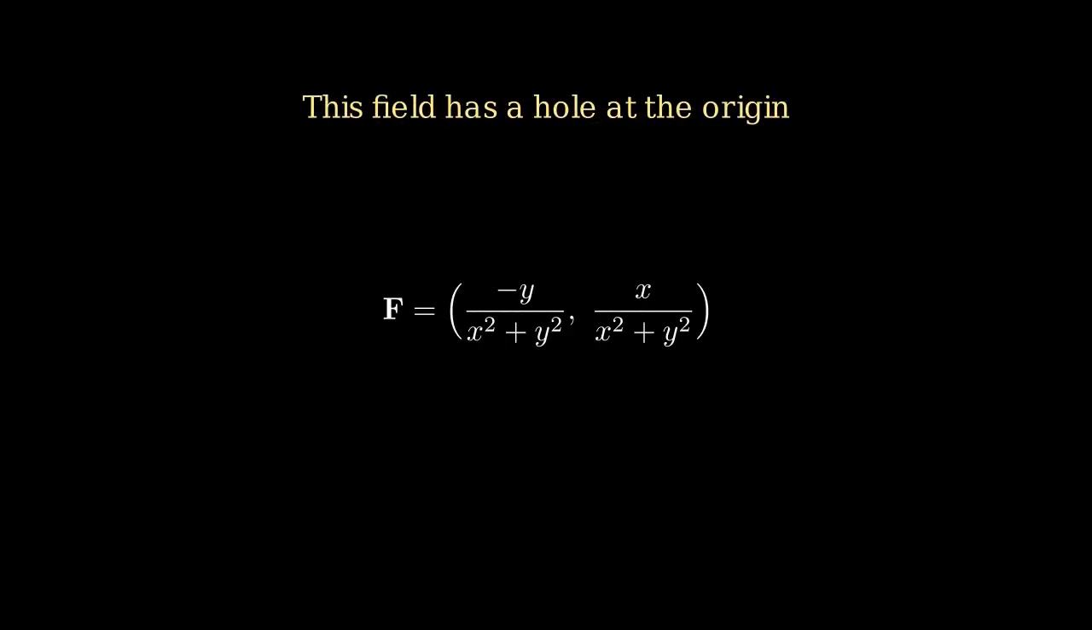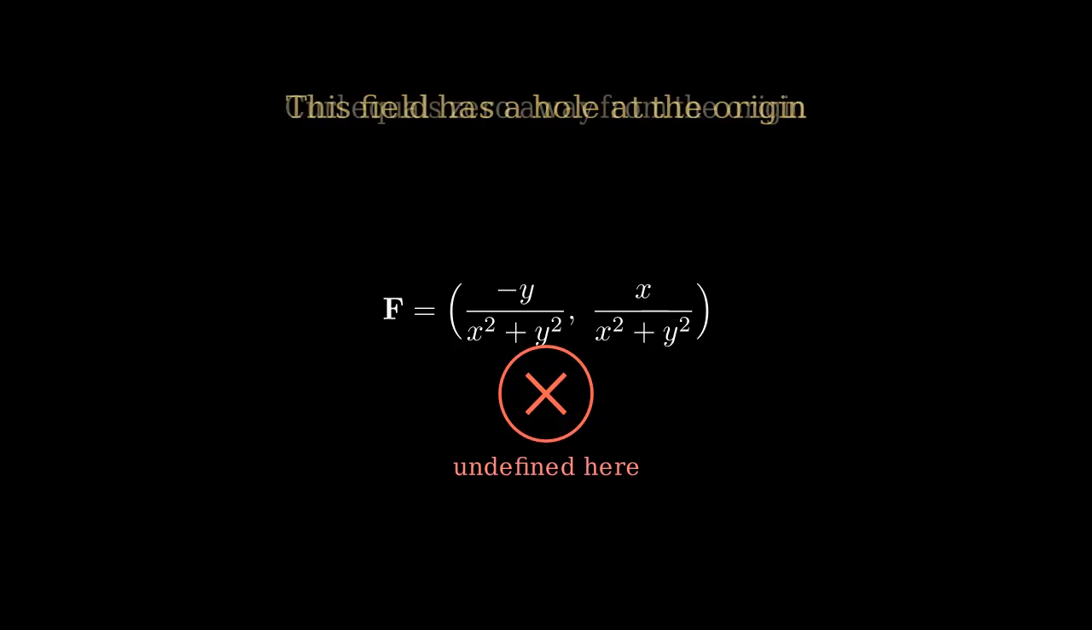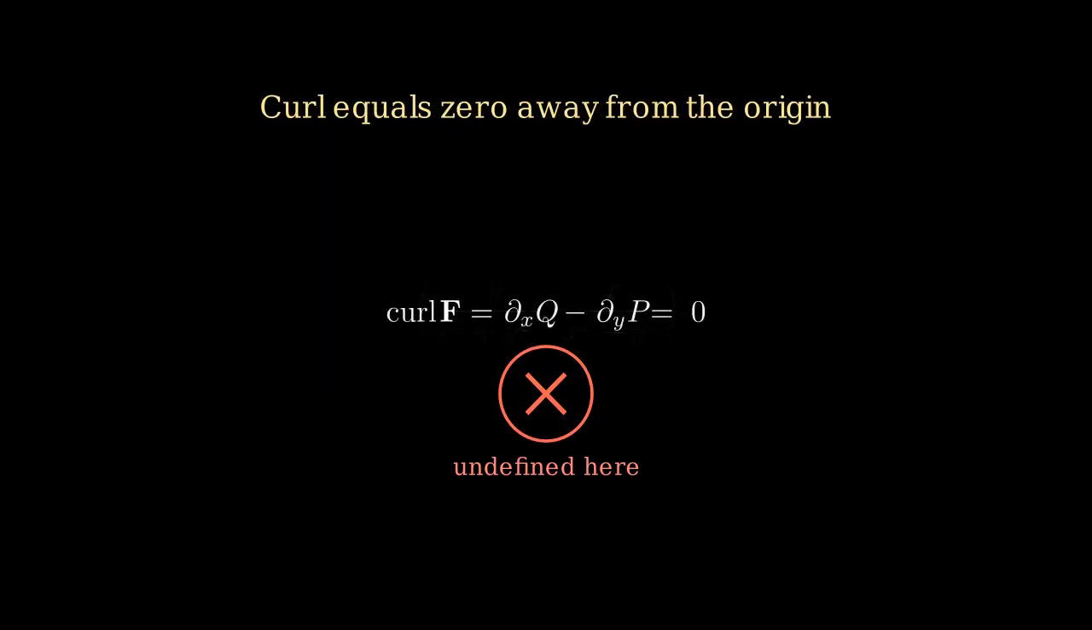Question 4, when the shortcut secretly fails. The field F equals (negative y over (x squared plus y squared), x over (x squared plus y squared)) spins around the origin like a whirlpool, and it's completely undefined exactly at the origin, a hole in its domain. Step 1. Compute the curl directly.